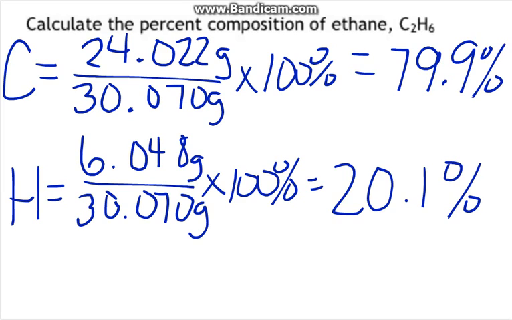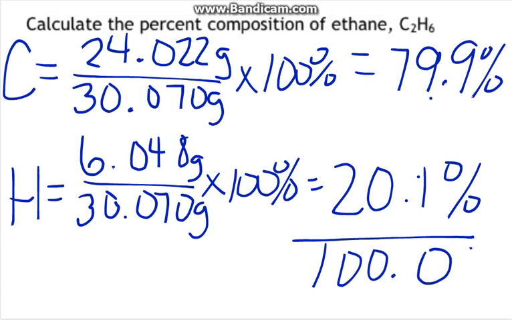Now, in class, we always talked about a way that you can check your answers. Well, here's a way. What you have to do is add these 2 percentages up and see if they equal 100%. When we add these 2 percentages up, what do we get? You should get 100% exactly.